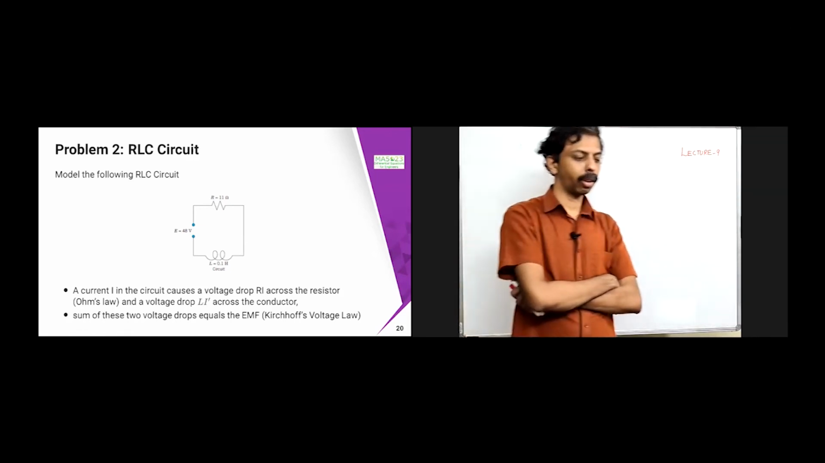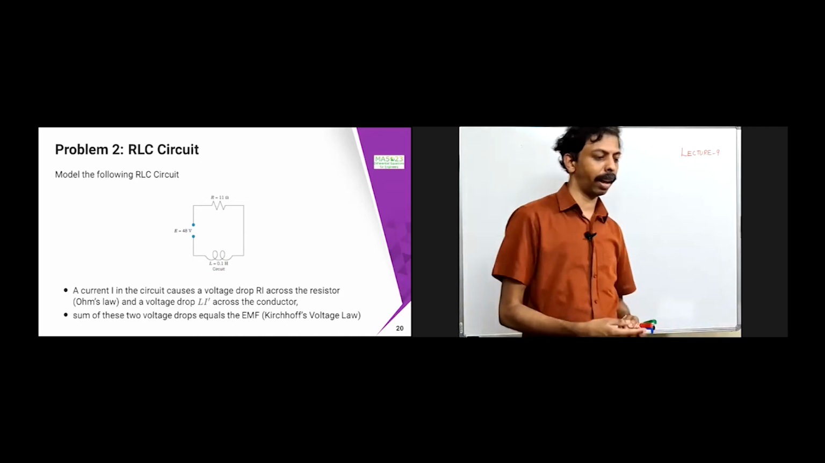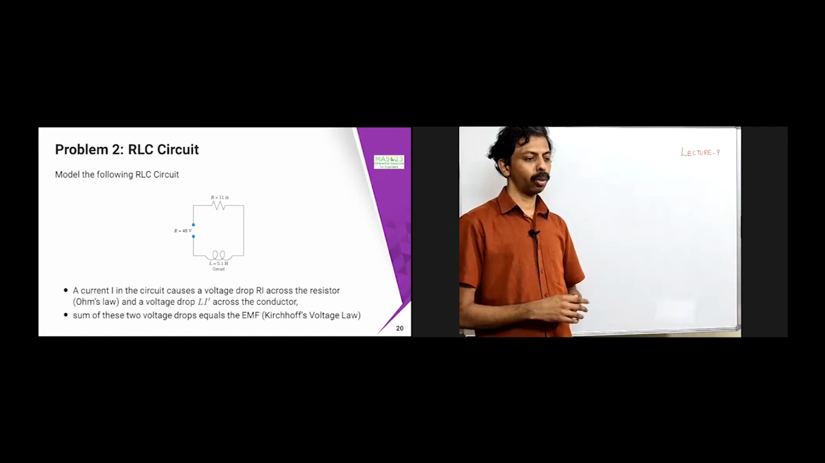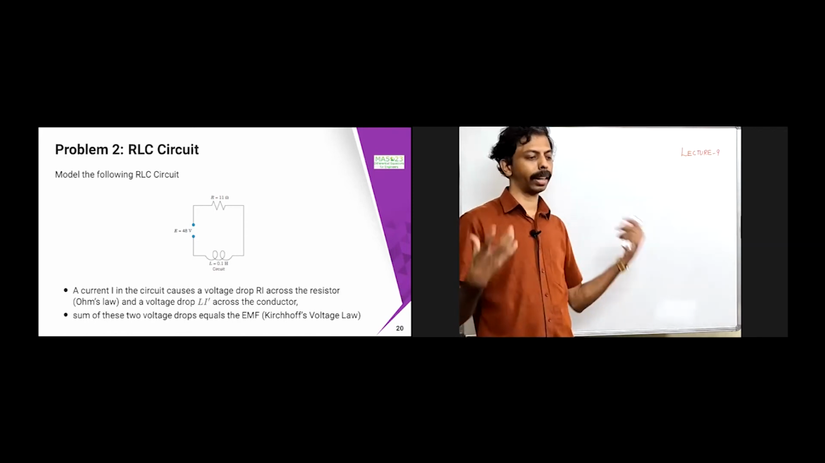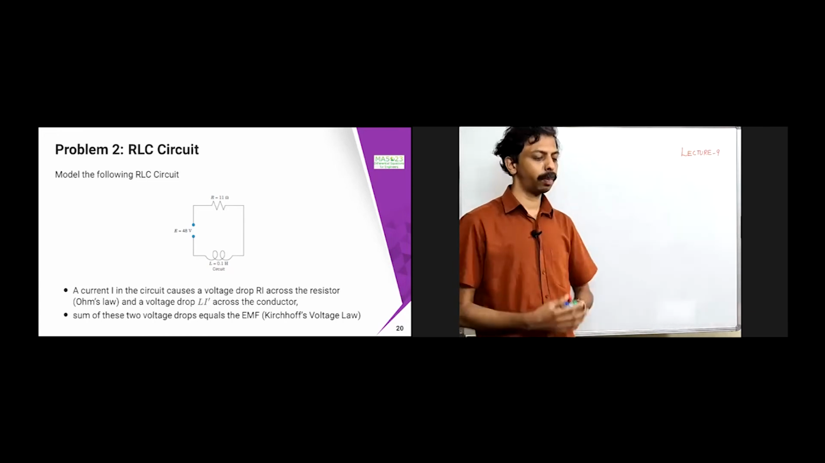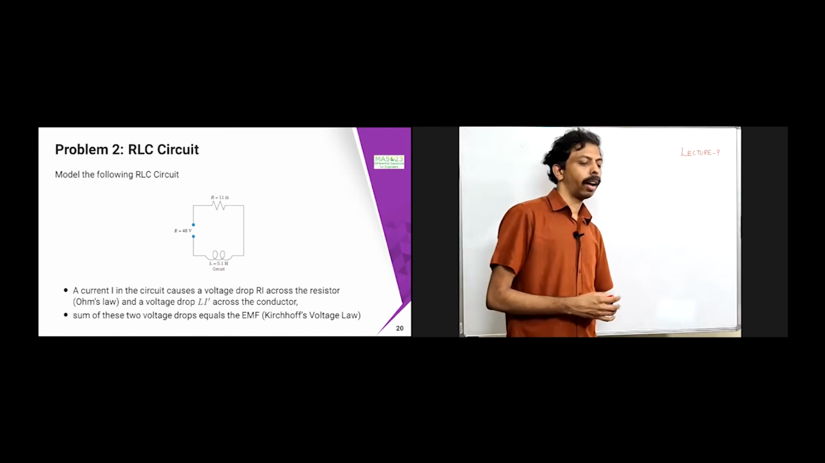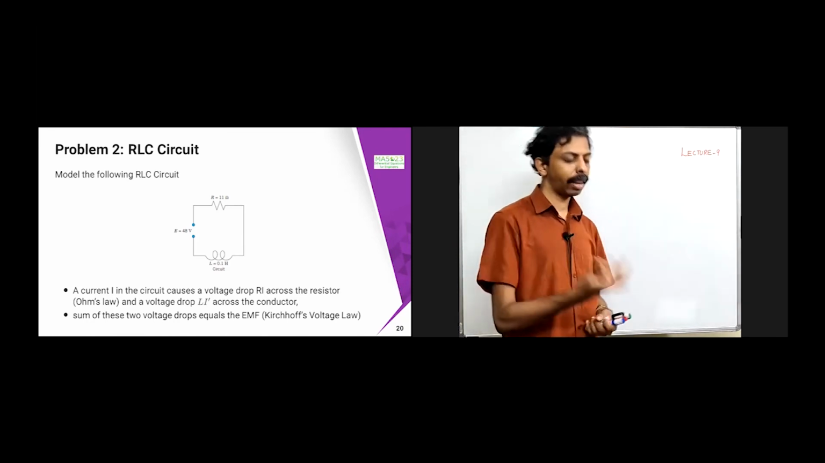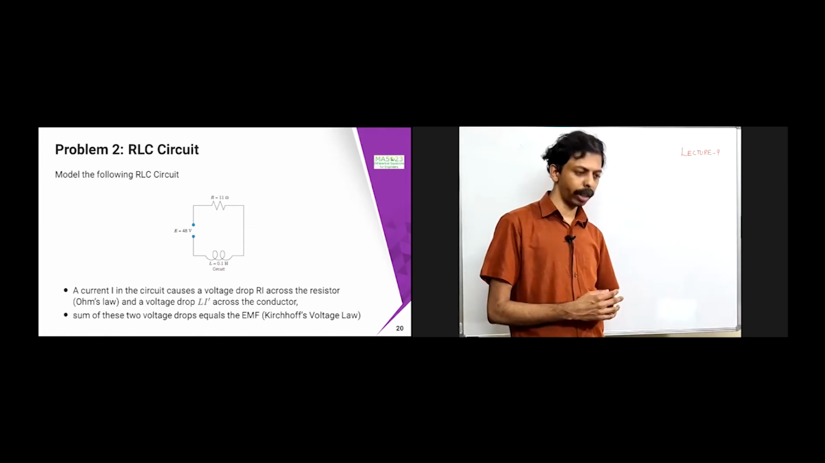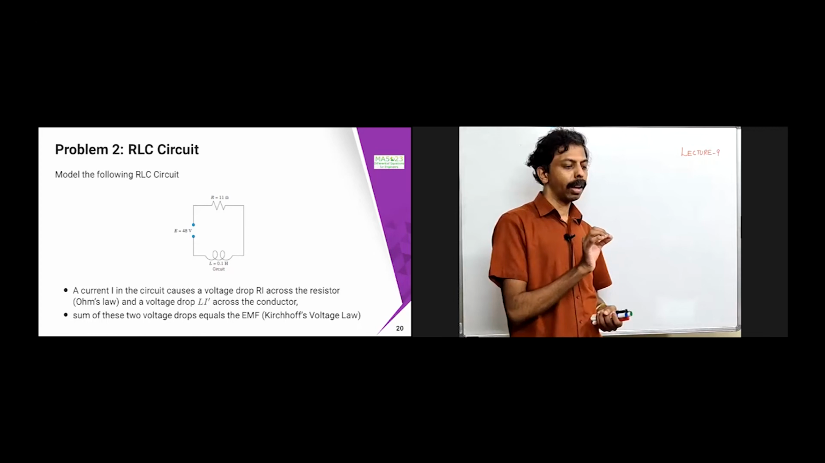A current in the circuit causes a voltage drop Ri across the resistor. Okay, there is a resistor, and a voltage drop L di/dt across the inductor. So in general you may have capacitor, inductor, resistor, etc. In this problem we are going to have this L di/dt across the inductor. What we have is Kirchhoff's law. Using Kirchhoff's law we are going to obtain the second order ODE problem. So the sum of these two voltage drops, you have a voltage drop.